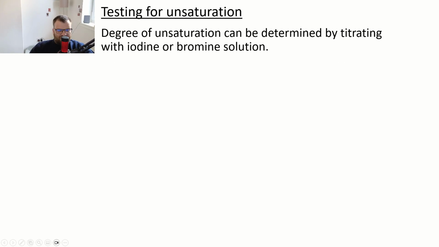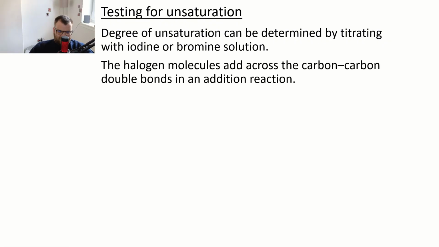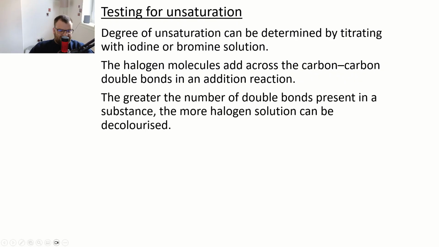To be able to tell that in a lab, what you can do is react the chemicals with iodine or bromine. When reacting with the iodine or bromine, the halogen will break the carbon-to-carbon double bond in an addition reaction. The more carbon-to-carbon double bonds you have, the more halogen solution will react.